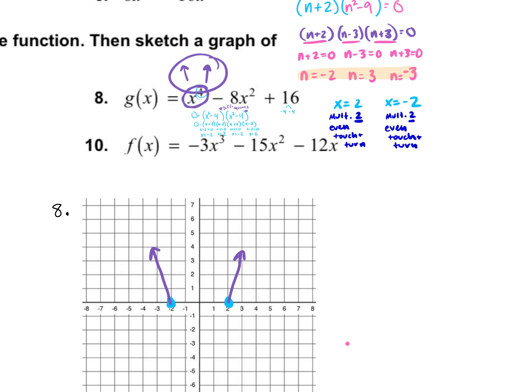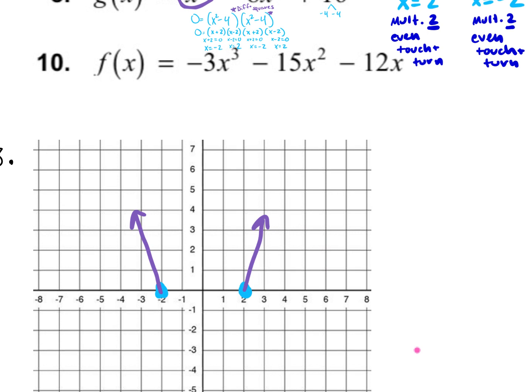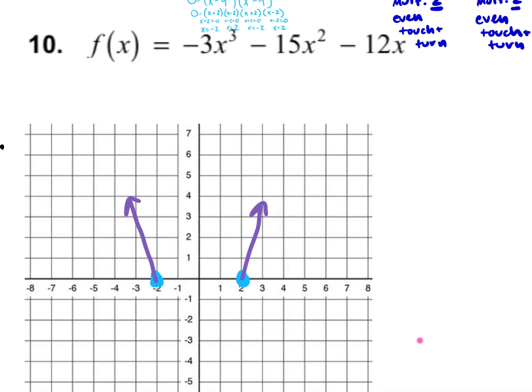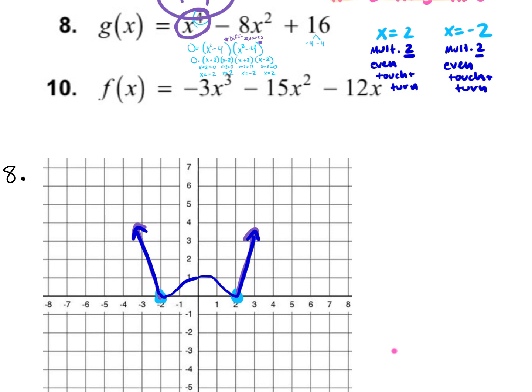All right, now let's connect the dots. So we said at -2, we touch and turn. So I can't go through the x-axis, I just touch at that point and turn. And then what do I do at +2? Same thing, touch and turn. So we don't go through, we just touch and turn. So our graph looks like a W shape. Any questions here? All right, let's do number 10 too.